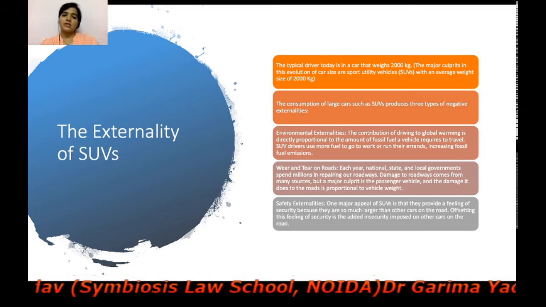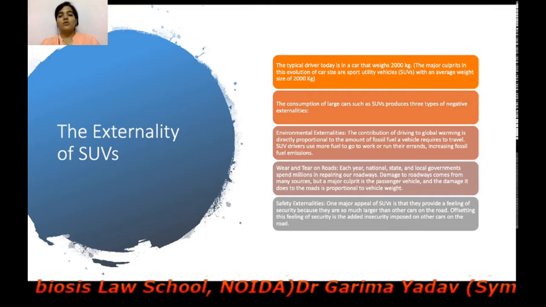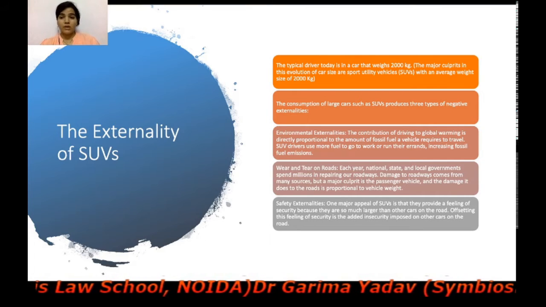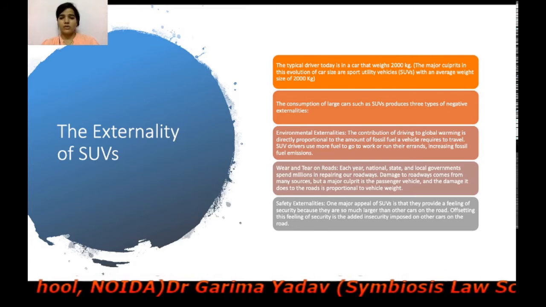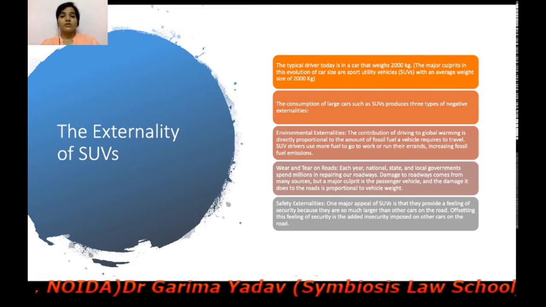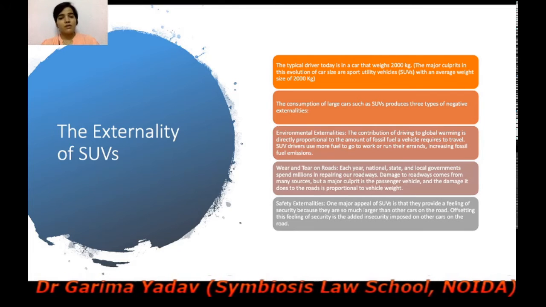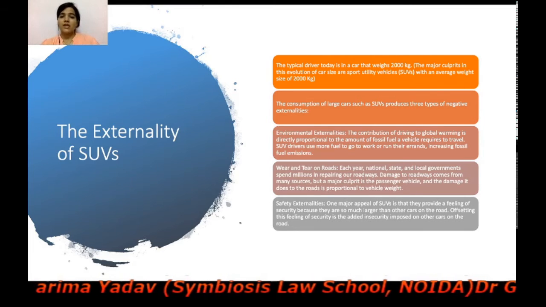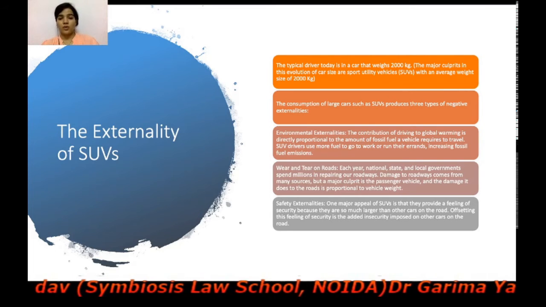The first externality is the environmental externality. The contribution of driving to global warming is directly proportional to the amount of fossil fuel a vehicle requires to travel. Now, SUV drivers use more fuel to go to work, to run their errands, and that increases the fossil fuel emission. The second negative externality is the wear and tear on roads.